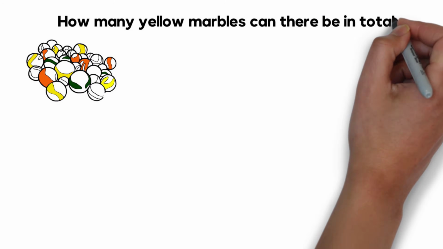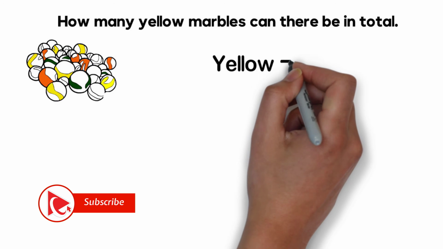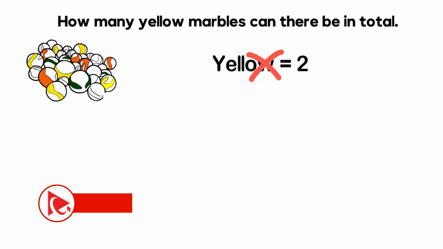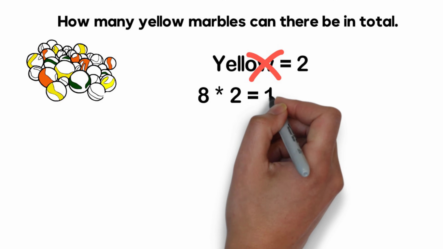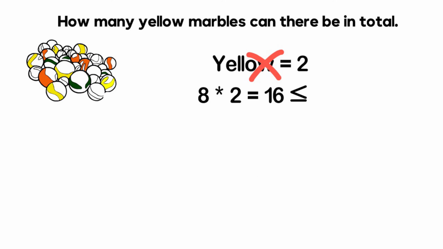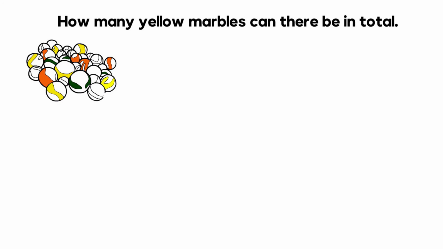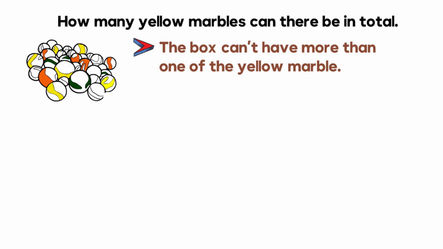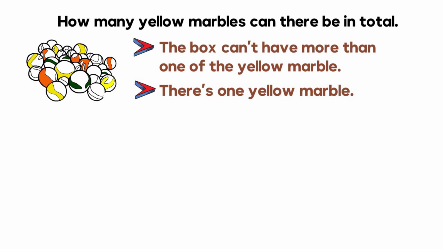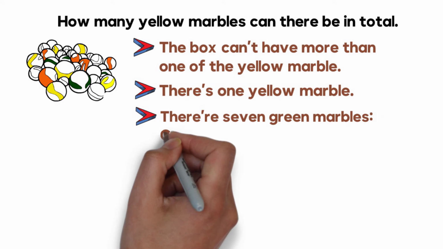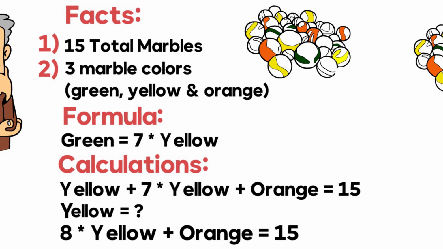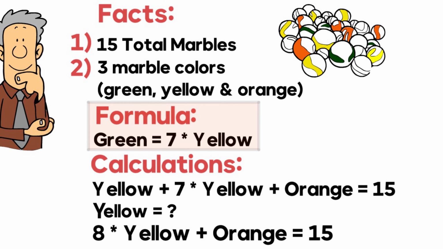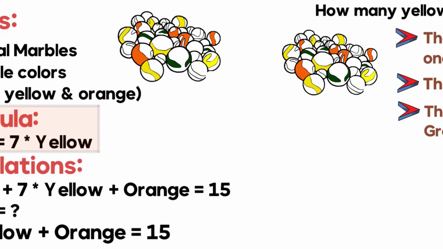So the question is, how many yellow marbles can there be in total? Can there be 2 yellow marbles? No, because if we multiply 8 by 2, we get a total of 16 marbles, which is greater than the 15, which is the current total number of marbles. Based on this information, the box cannot have more than 1 yellow marble. And if there is only 1 yellow marble, there are going to be 7 green marbles, because we already have a formula that the number of green marbles is calculated by multiplying 7 by the number of yellow marbles.